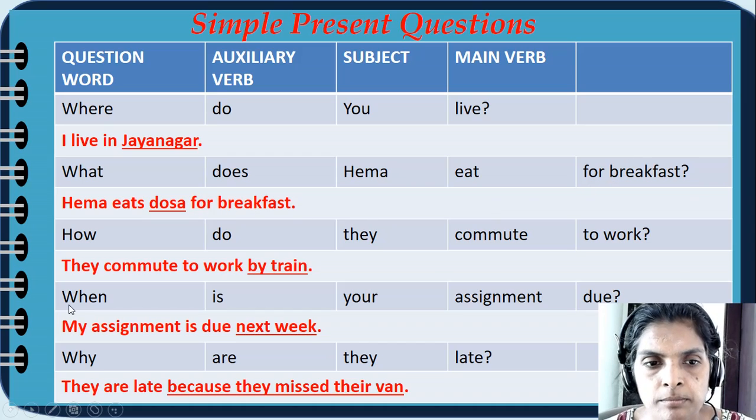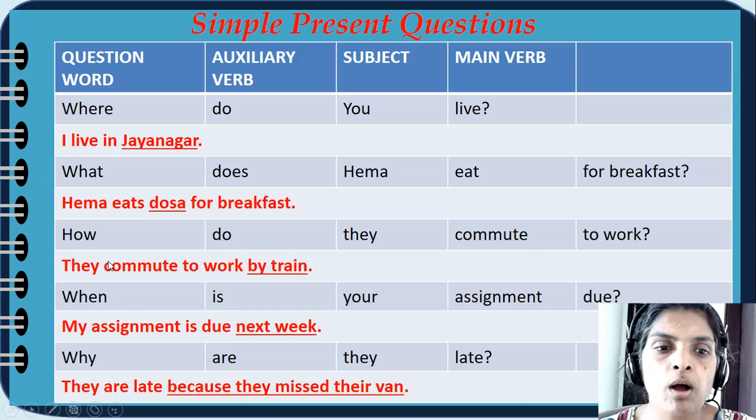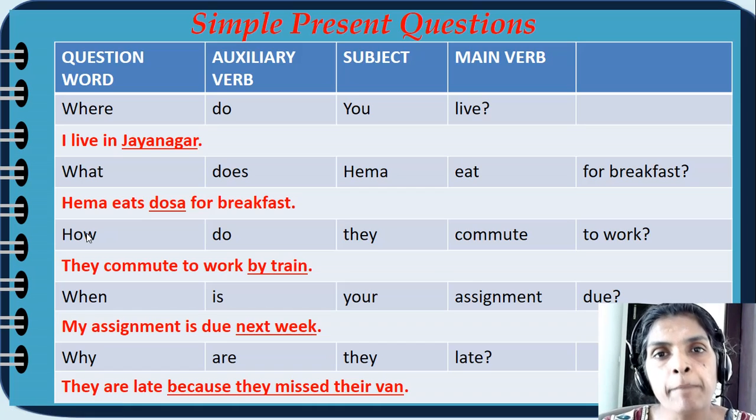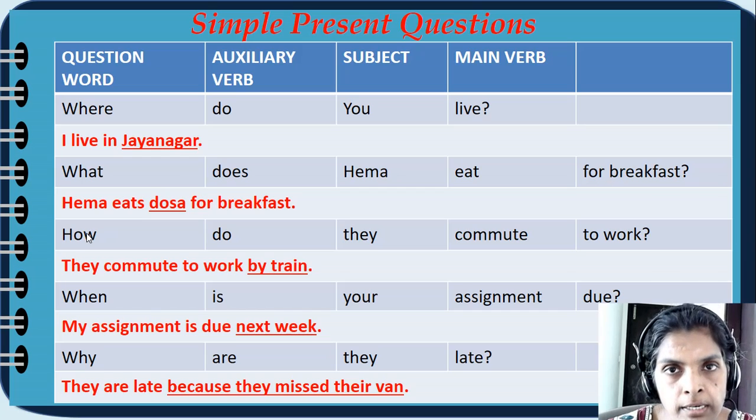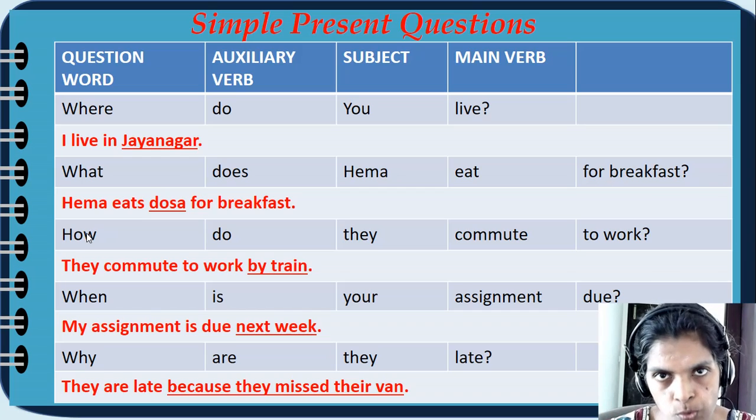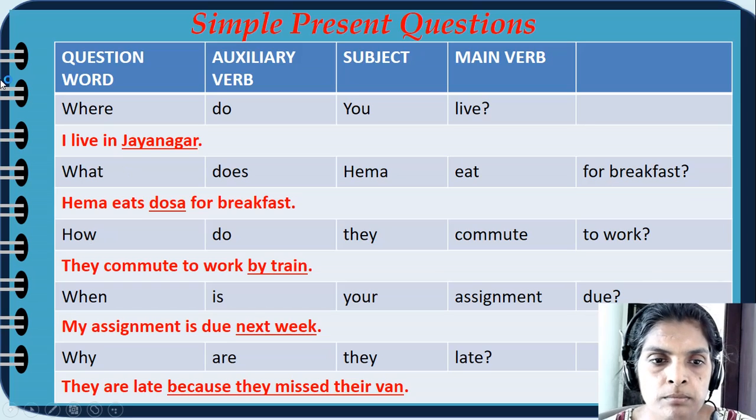No change for that. How do they commute to work? Commute means travel. How do they commute? So how, you're going to ask how questions if you want the method, the method in which it is done or the manner in which it is done. If you want to know that, you have to ask how. They commute to work by train. That means the answer for how is by train.